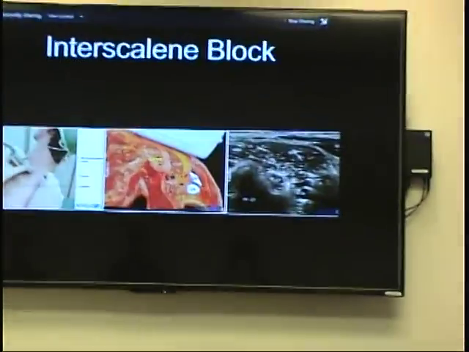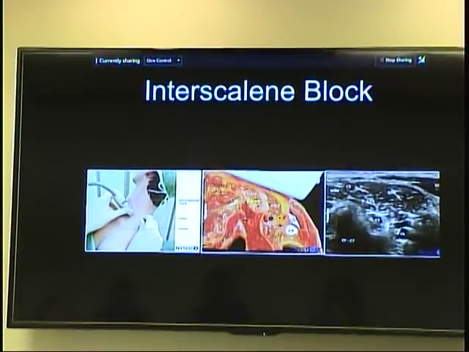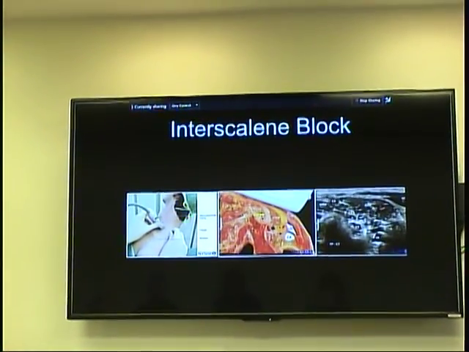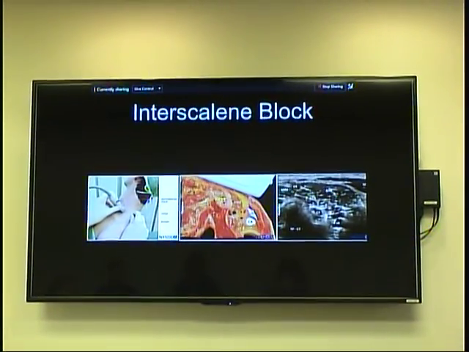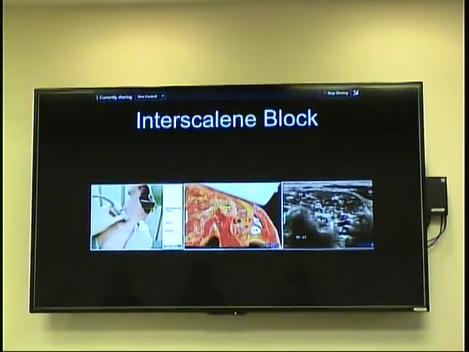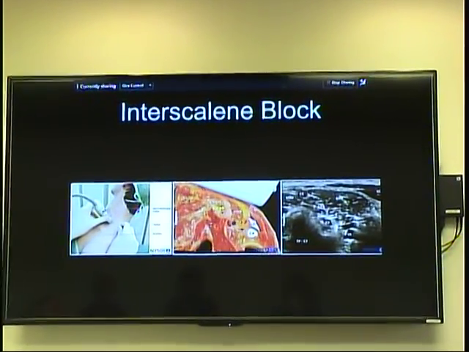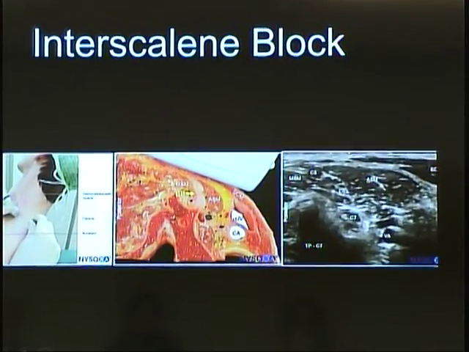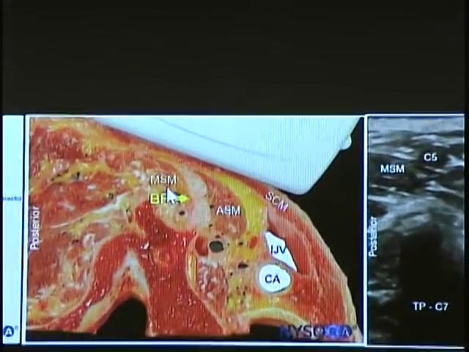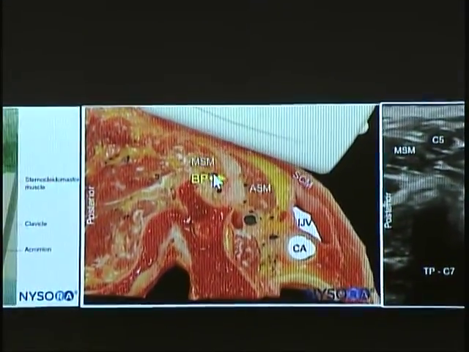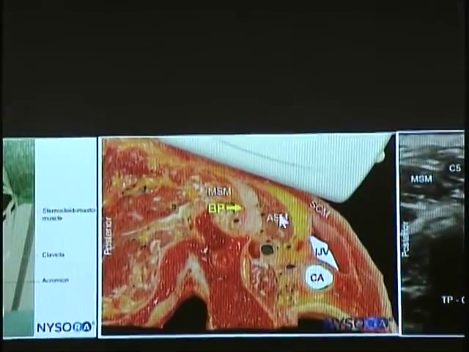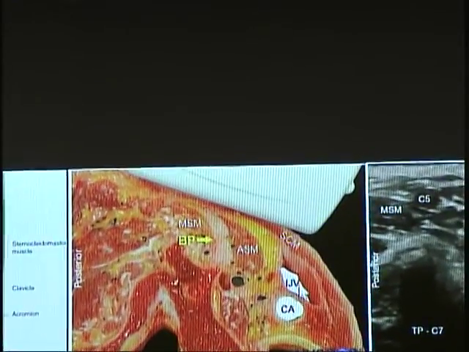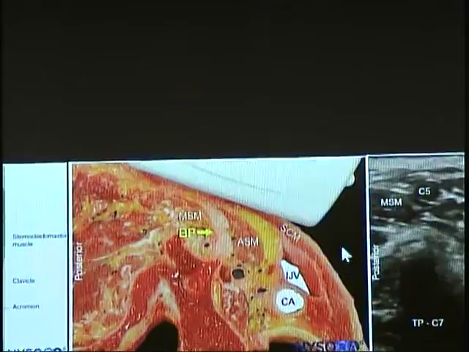So essentially, with the interscalene block, you're starting at the supraclavicular position because it's nice, you see a good landmark, your subclavian artery, and then you see this grape-like thing that looks like a bunch of grapes around it, and you just follow it up the neck. This is kind of a slice of the neck here. You have your anterior scalene muscle here, and you have your middle scalene muscle here. The IJ and carotid are here, so this is anterior.